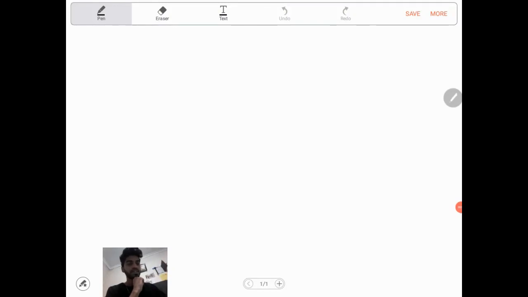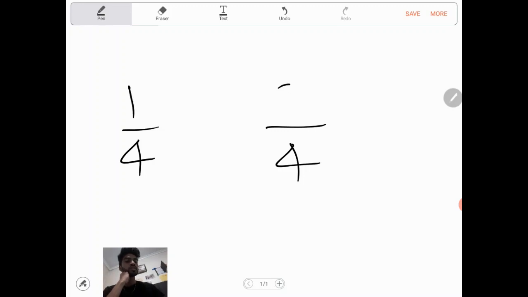So today I'm going to go over comparing and ordering fractions. Let's start off with the basics. Let's start off with two fractions where the denominator is the same. Now let's say this side is 1/4 and this side is 2/4. The bigger fraction would be the 2/4. So you put that symbol in the middle. 1/4 is less than 2/4, so this symbol is called a less than.